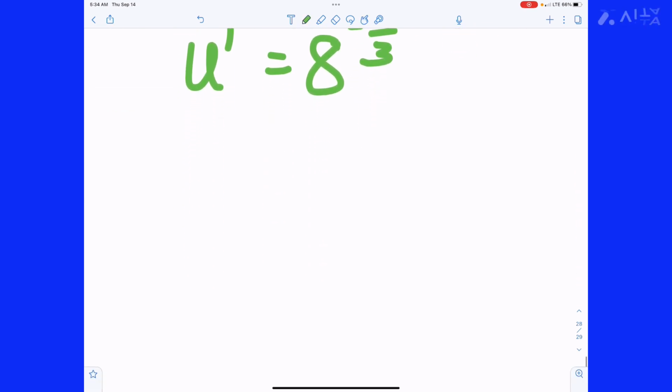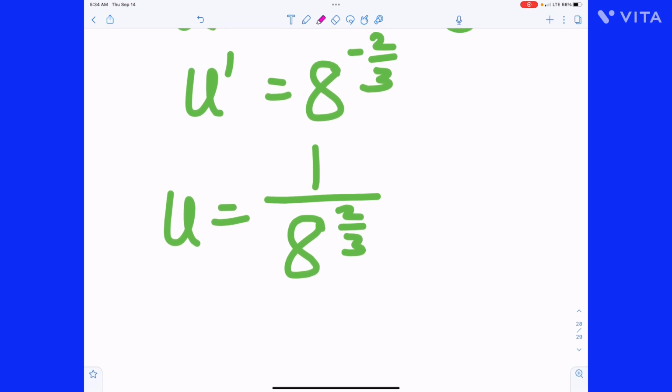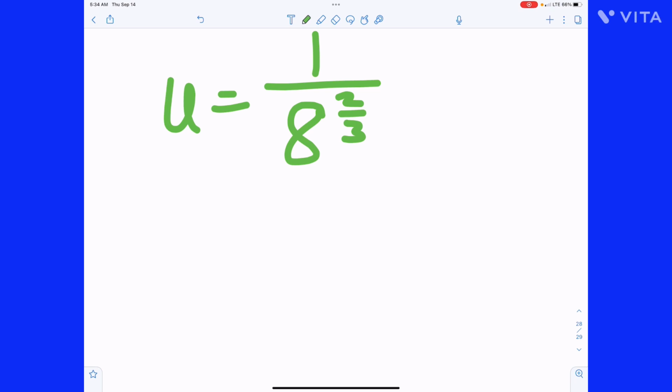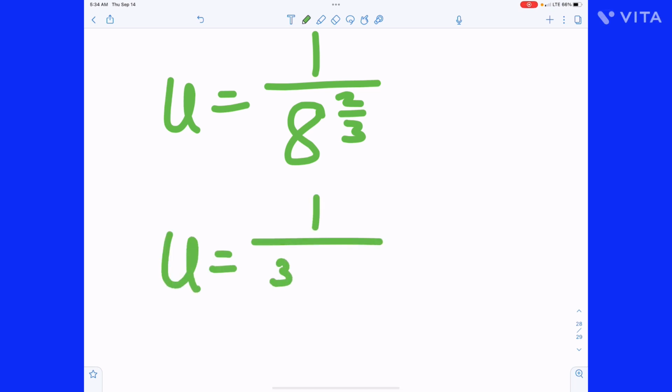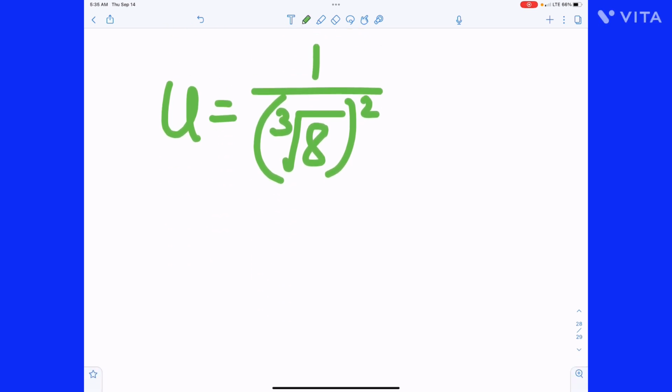That tells us u is equal to 1 over 8 raised to power 2 over 3. The minus just means the inverse of the power. So, moving on. U is 1 over... The 3 is cube root. Then the 2 means power. The denominator is the root. The numerator is the power.